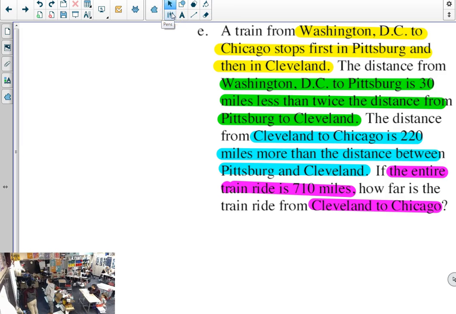The distance from Washington D.C. to Pittsburgh is 30 miles less than the distance from Pittsburgh to Cleveland. The distance from Cleveland to Chicago is 220 miles more than the distance between Pittsburgh to Cleveland. The entire train line is 710 miles. How far is the train line from Cleveland to Chicago?